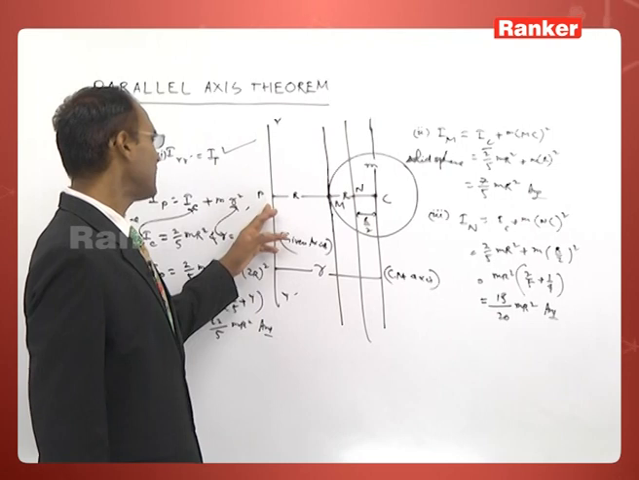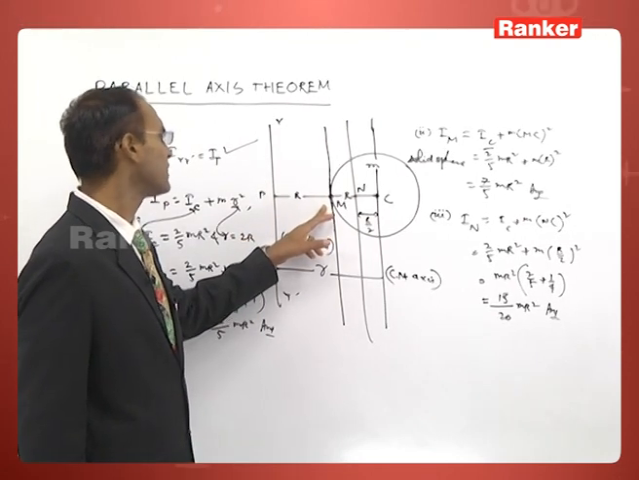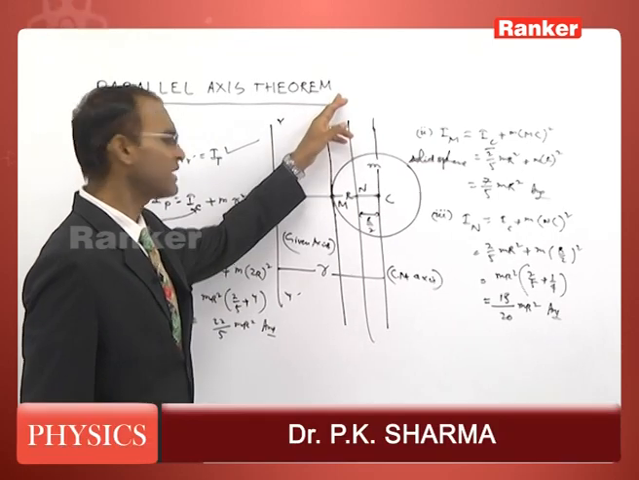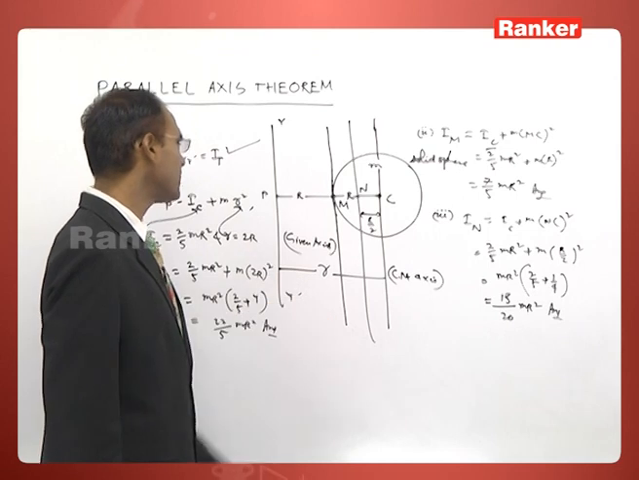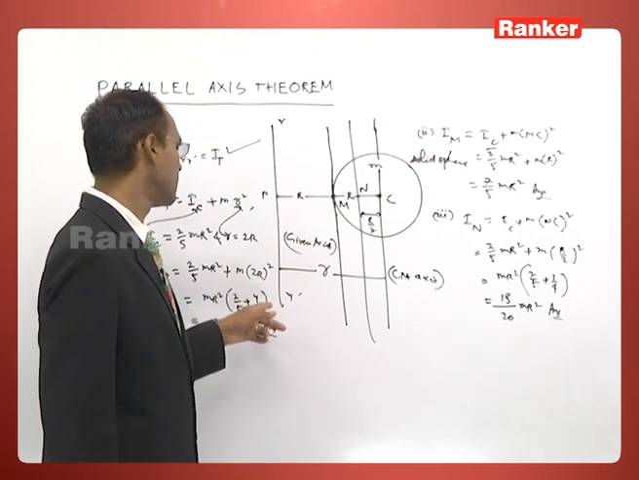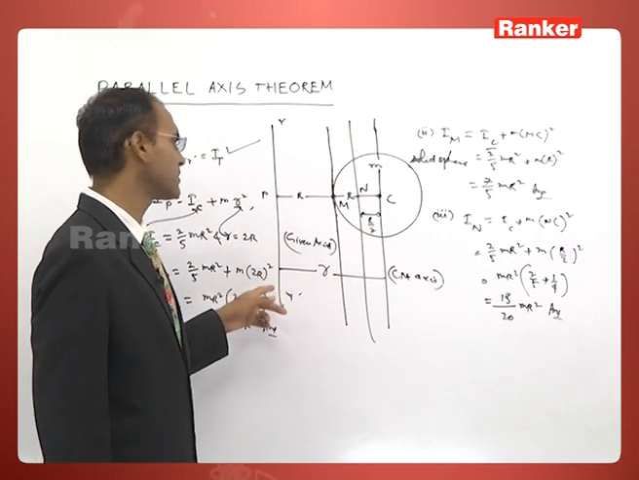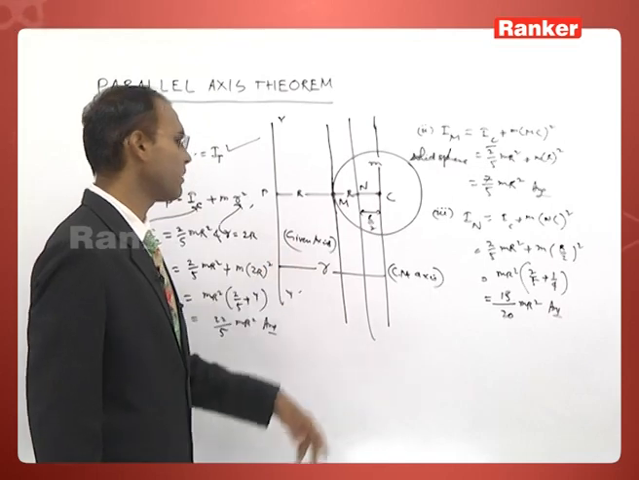So it may be an outside axis, or just touching, or a tangential axis, or it may be passing through the body. It doesn't matter. In all the cases, using the parallel axis theorem, you can calculate the moment of inertia about all these axes.